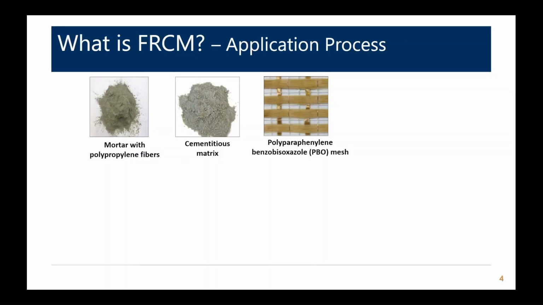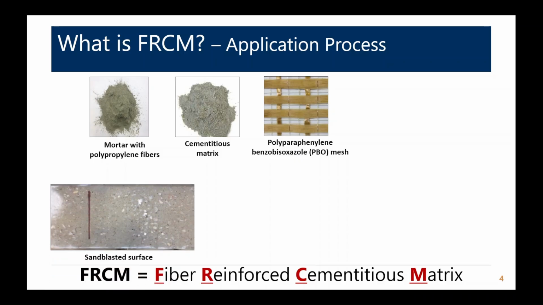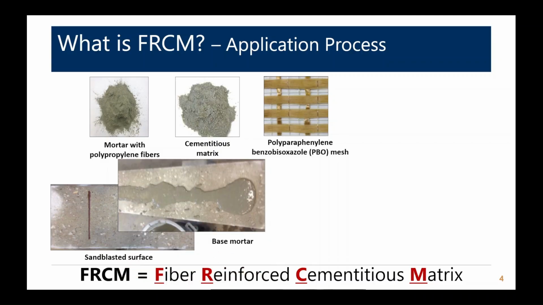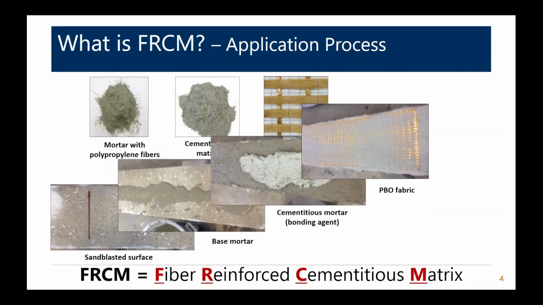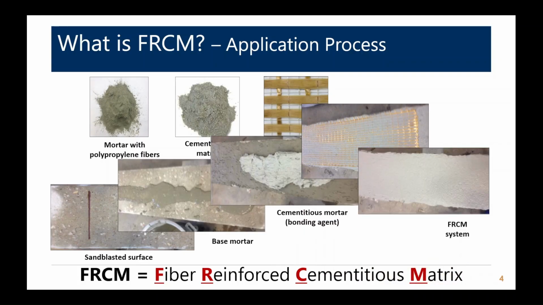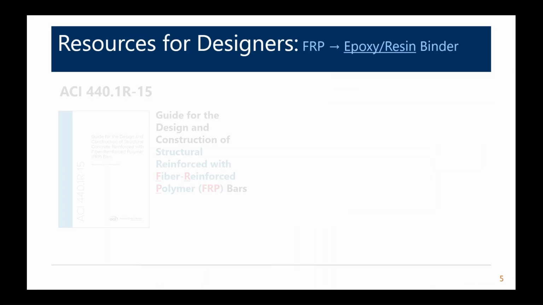A little bit more background information. In case you aren't as familiar with it, FRCM stands for Fiber Reinforced Cementitious Matrix, and there you can see the building blocks for the system. Just like in any FRP repair system, we need to do surface preparation, followed by a base mortar, followed by a cementitious mortar, followed by the reinforcing mesh or fabric, and another layer of the FRCM system. And then if you have multiple plies or multiple layers of reinforcement, you would repeat those last two steps again.